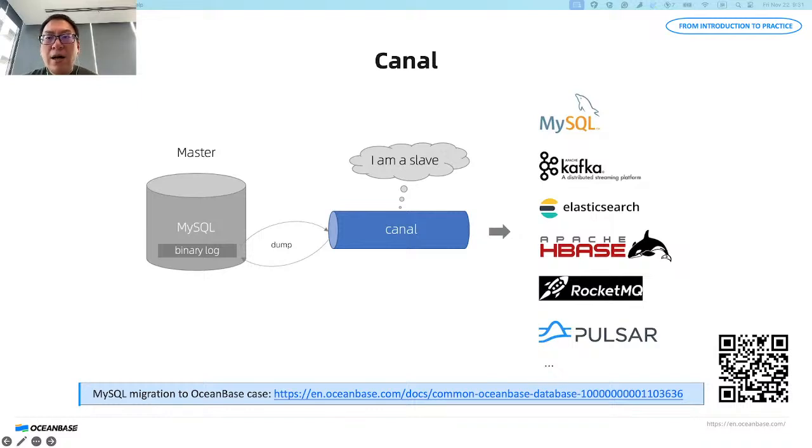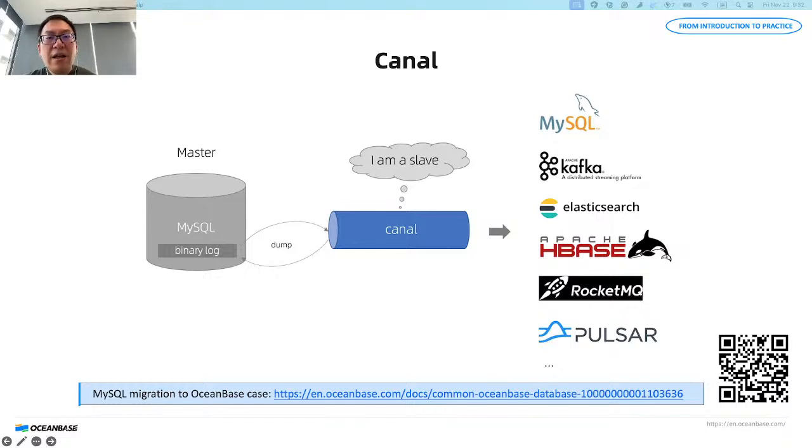Canal will disguise itself as the slave library of MySQL and then dump binlog from the master library of MySQL. At the same time, Canal will parse binlog and interpret it as corresponding data for the downstream.